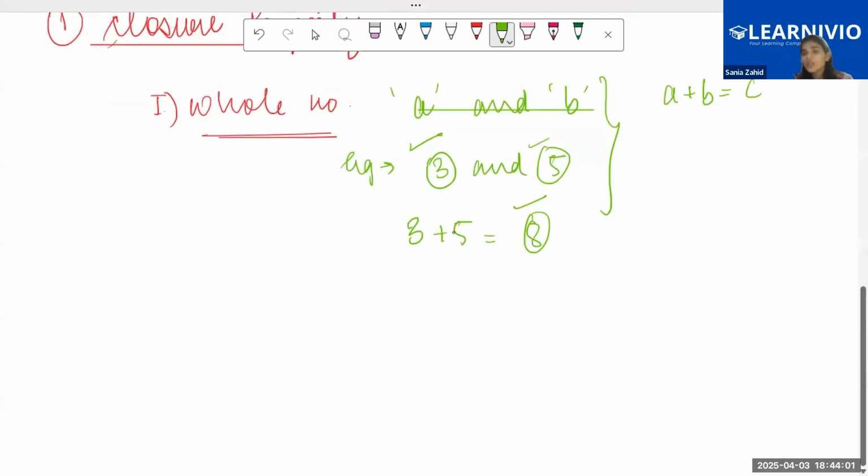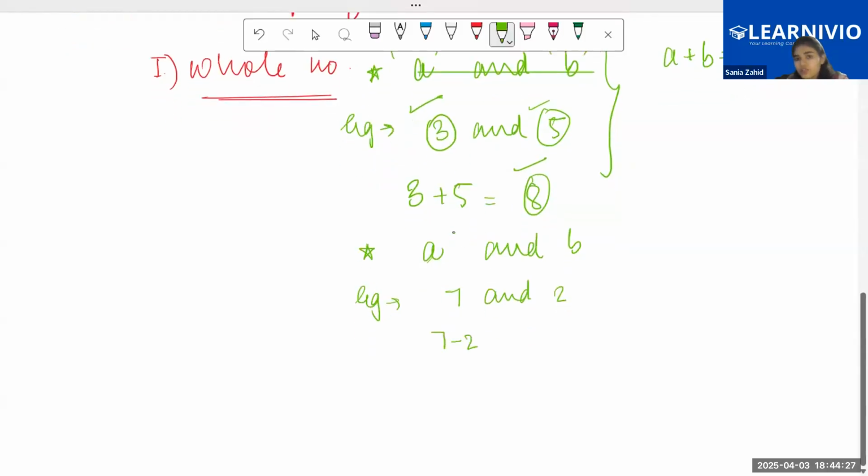Now tell me one thing. This is the closure property for whole numbers, but I'm talking about addition. Let's talk about subtraction also. I have two whole numbers, again A and B, and I subtract them. For example, let's suppose 7 and 2. So what is 7 minus 2? 5. Okay. I know 7 is a whole number, 2 is also a whole number, and 5 is also a whole number. So you would say that, okay, ma'am, subtraction also follows the closure property for whole numbers.